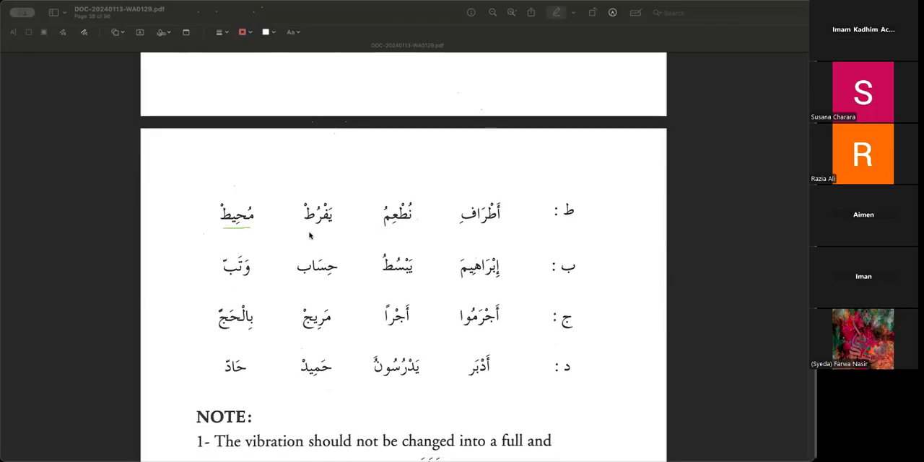Because sometimes I don't feel the qalqala. Yafrut, muhit. Okay. Is that okay or do I still need practice? I still don't feel the qalqala. I feel like this letter is kind of difficult to give qalqala.